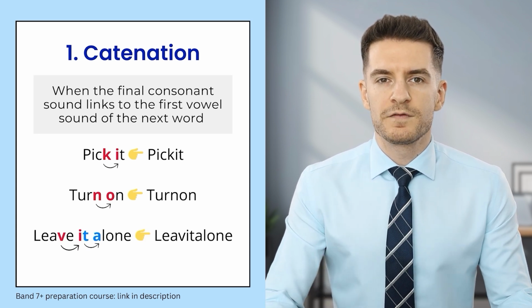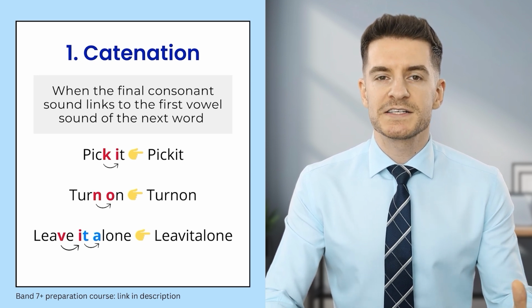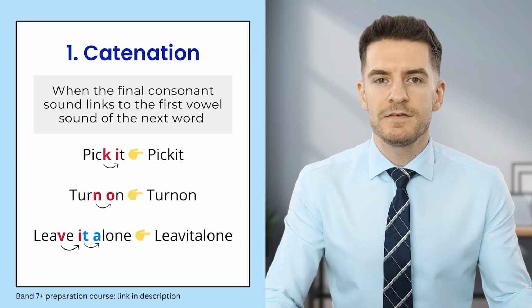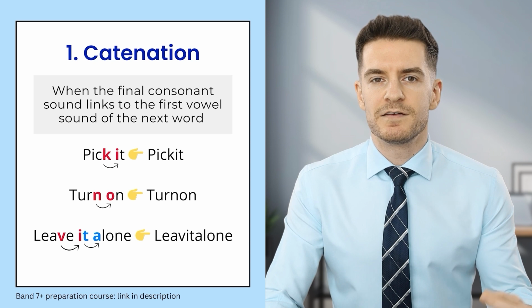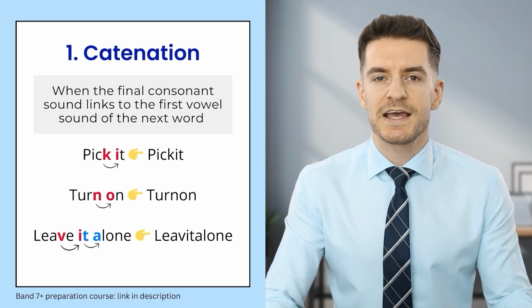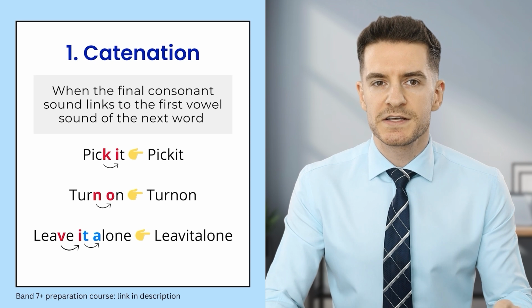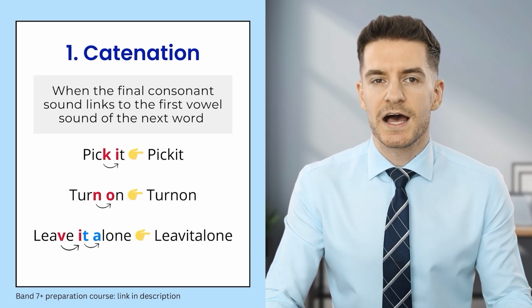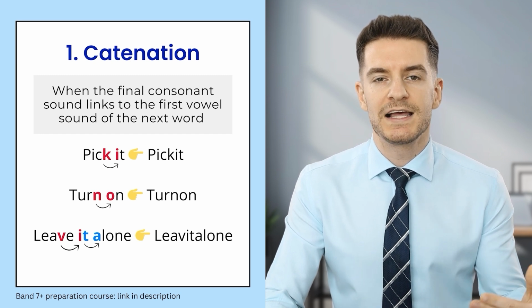Now let's look at one final example. "Leave it alone." In fast natural English, this becomes "leave it alone." So you can see that the V sound and the "it" sound join together, "leave it." And then the T sound from "it" and the first A sound in "alone" also join together, "leave it alone."